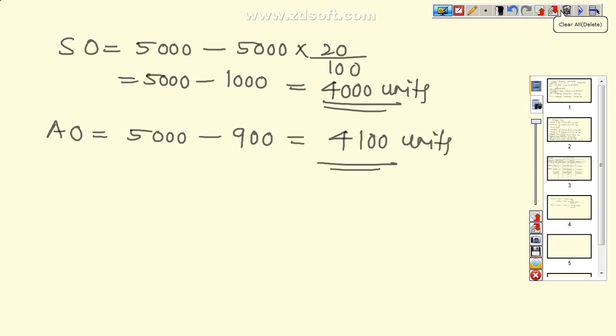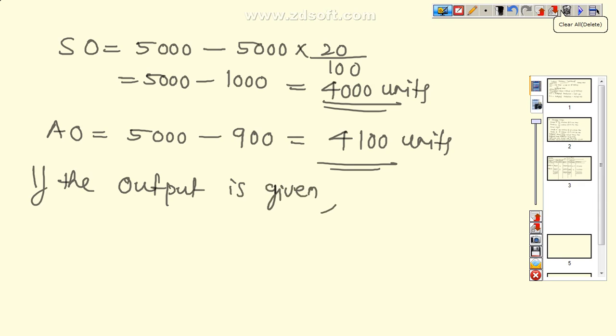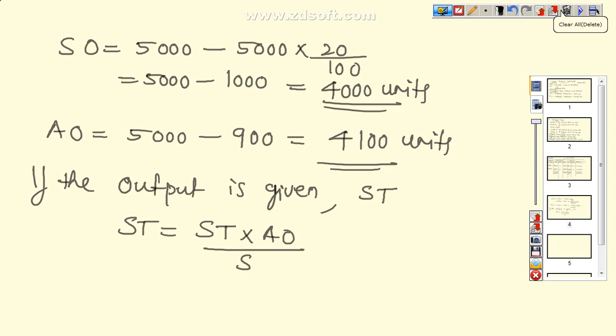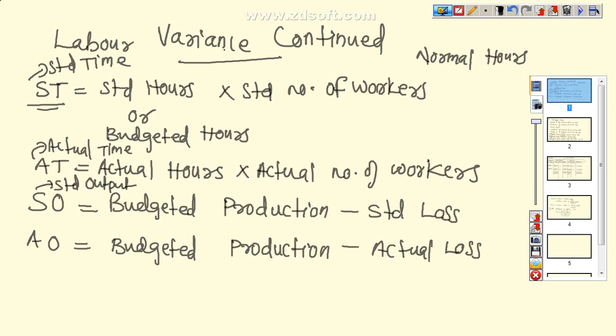Now one more important point we have to remember. If the output is given in the question, we have to make a change in the standard time. Standard time is equal to standard time multiplied by AO upon SO. Means wherever standard time is there, there we have to change standard time multiplied by actual output upon standard output. So we do the question.